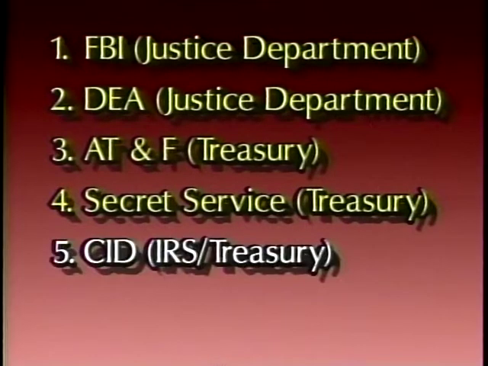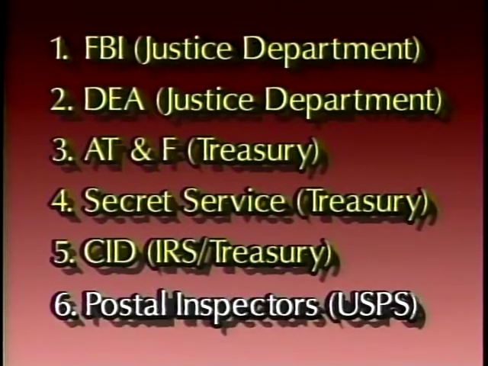The CID, or Criminal Investigation Division of the Internal Revenue Service, investigates violations of the criminal tax laws. And federal postal inspectors of the United States Postal Service investigate offenses involving the use of the mails. Agents from these and other agencies investigate alleged federal crimes occurring within their jurisdiction. If they conclude from their investigation that a federal crime may have occurred, they then recommend to the appropriate United States Attorney's Office that the case be prosecuted.